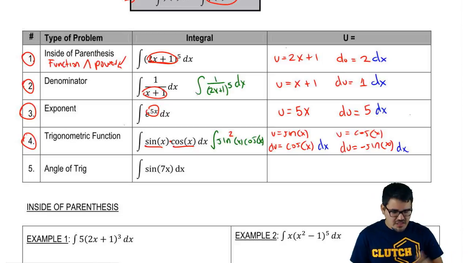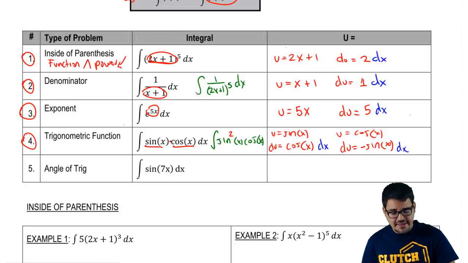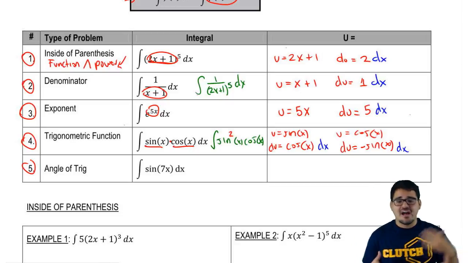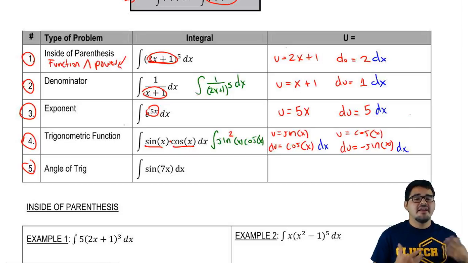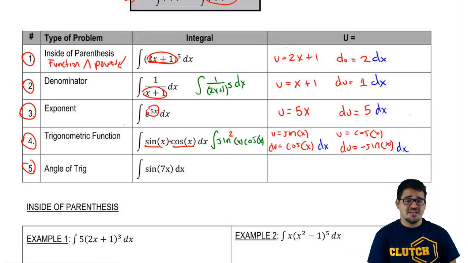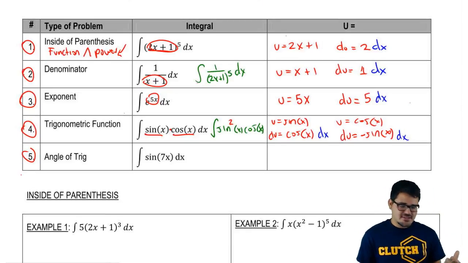So let's go ahead and talk about our last one, which is going to be the angle of a trig, and then we'll get into some examples on how to actually get along, right? So we're just spending some time on identifying the u and then finding its du, right? And actually, you guys will see that the u is more important than you think it is right now. So the angle of a trig, in this case, was probably one of the easiest ones, right?